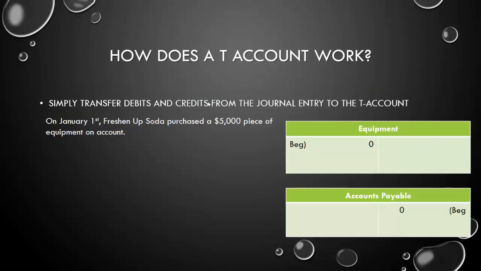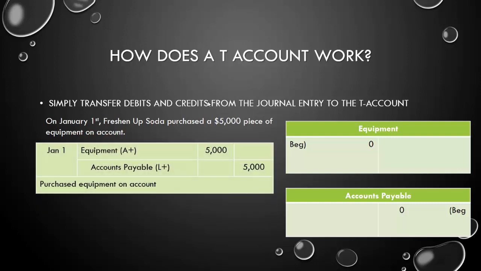How does it work? How did those numbers get in there? Well, let's take a journal entry, for example. On January 1st, Freshen Up Soda purchased a $5,000 piece of equipment, and they did so on account, so they didn't pay for it in cash. They still owe money for this piece of equipment that they're purchasing. What would the journal entry be for this?